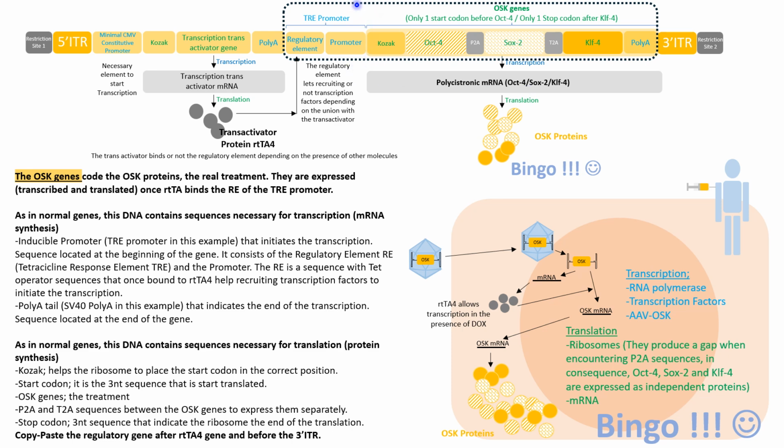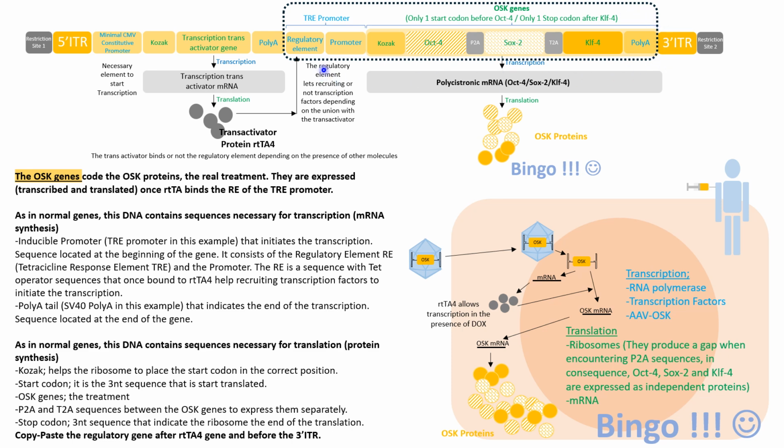And the first thing that we see here is a promoter that is called TREP promoter. It's an inducible promoter, so it will only start the transcription once something happens. What has to happen here? It needs something to be bound to it, which is the transactivator protein that we saw previously. In this promoter we have a regulatory element that binds the transactivator, and once it binds the transactivator, it starts transcribing, producing the mRNA, and once it sees the poly-A, it stops.